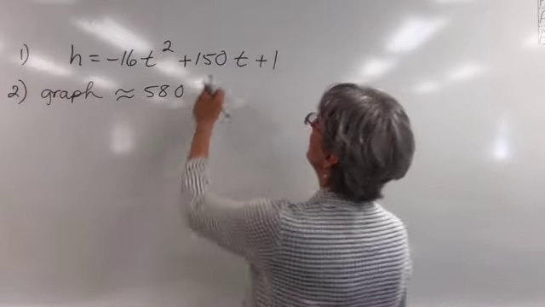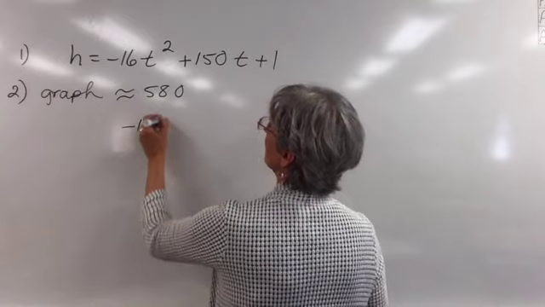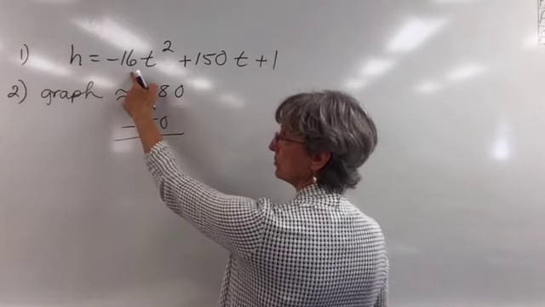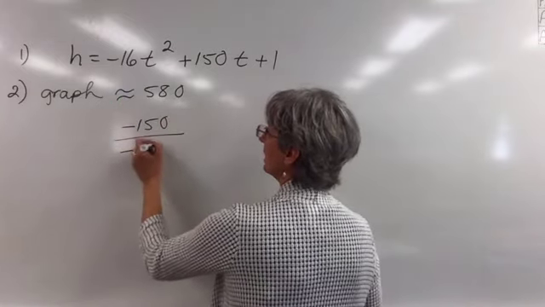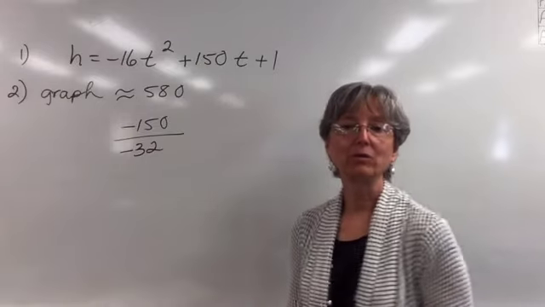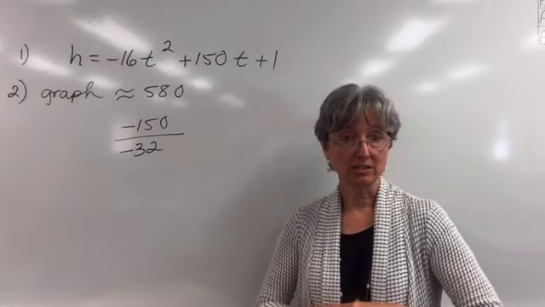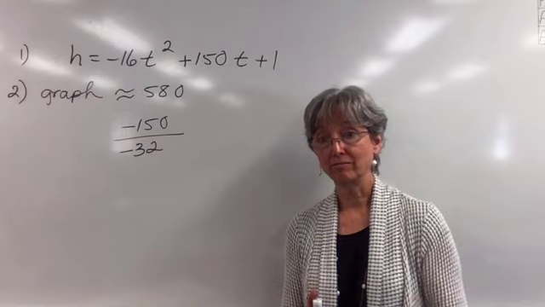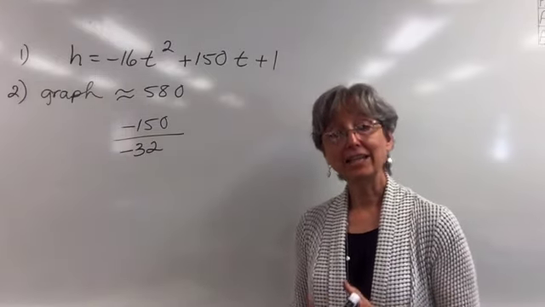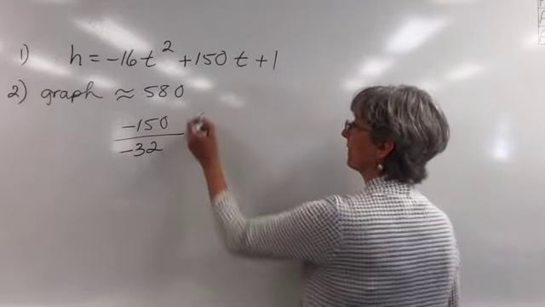So negative b is negative 150 over 2 times negative 16, or negative 32, and that will give me my axis of symmetry, or the x of my vertex. And I get 4.7.